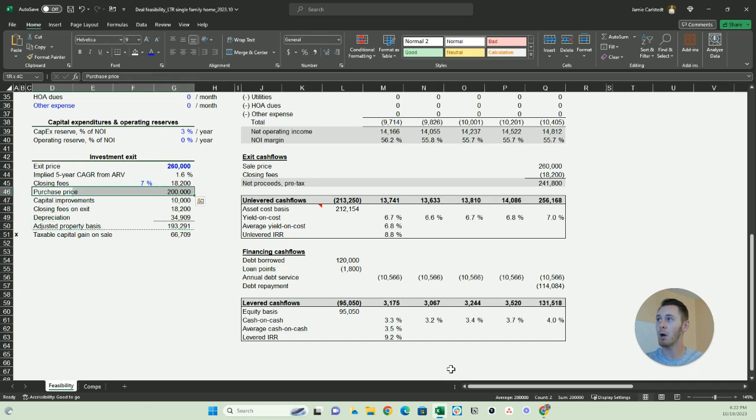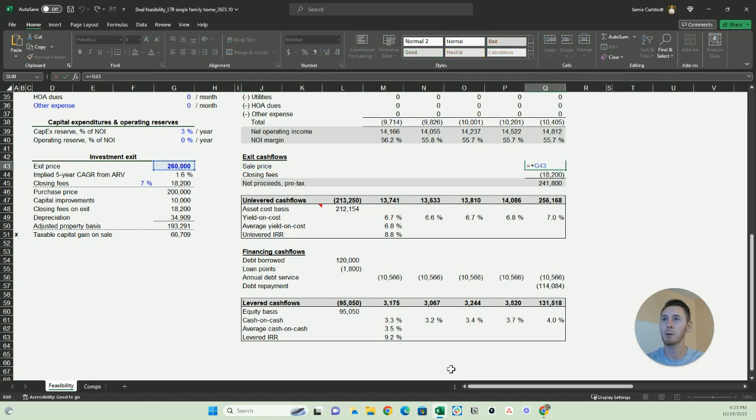So we know that we bought it for $200,000. We put $10,000 into the property for renovations. Our closing fees when we sell the property is $18,200. Again, that's going to benefit us in increasing the lift on our basis. And then we have depreciation, which we have to deduct out of the basis because we've already taken tax advantages because of that depreciation. So that gets us our adjusted property basis. And then we have our taxable gain on sale. So what would be taxable if we sold this property 5 years from now at that price, given our entry purchase price point? Cool. So now you can see where that ties in.